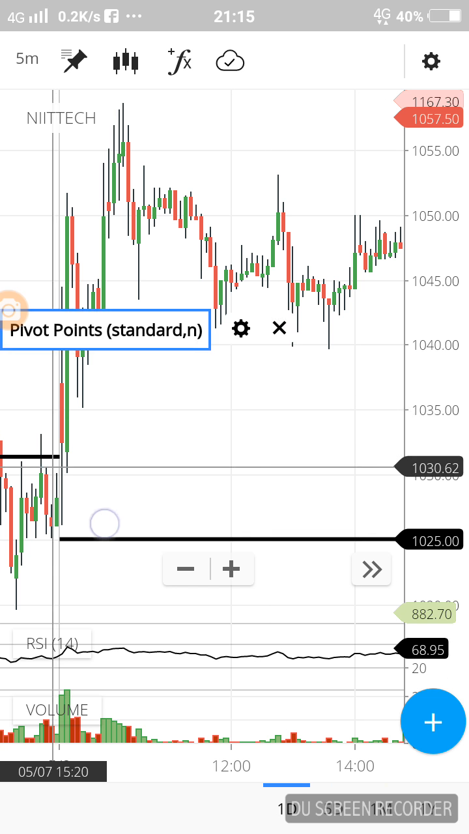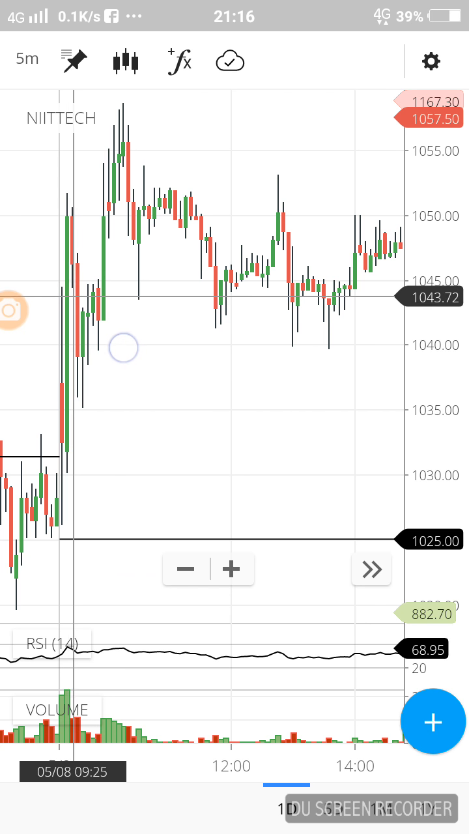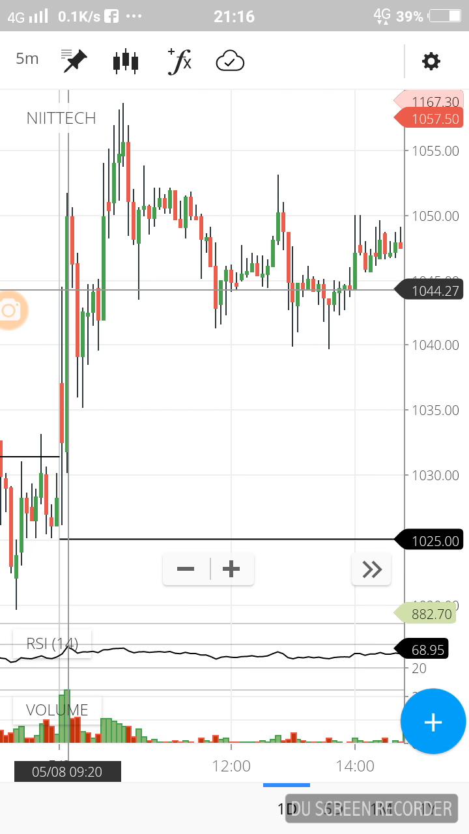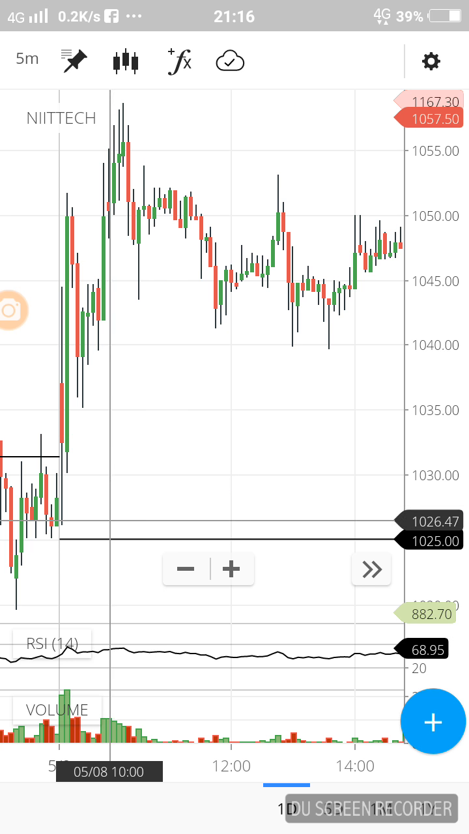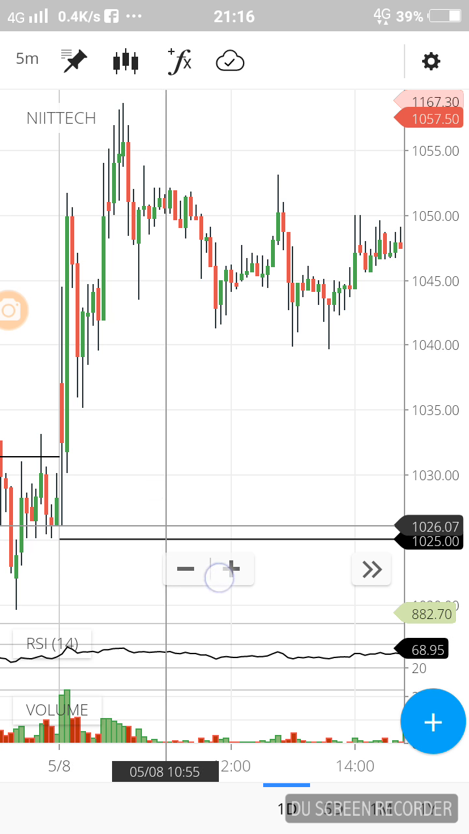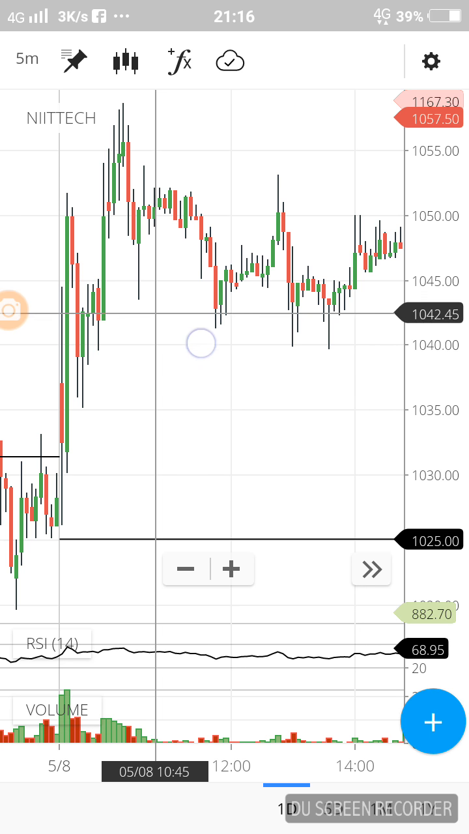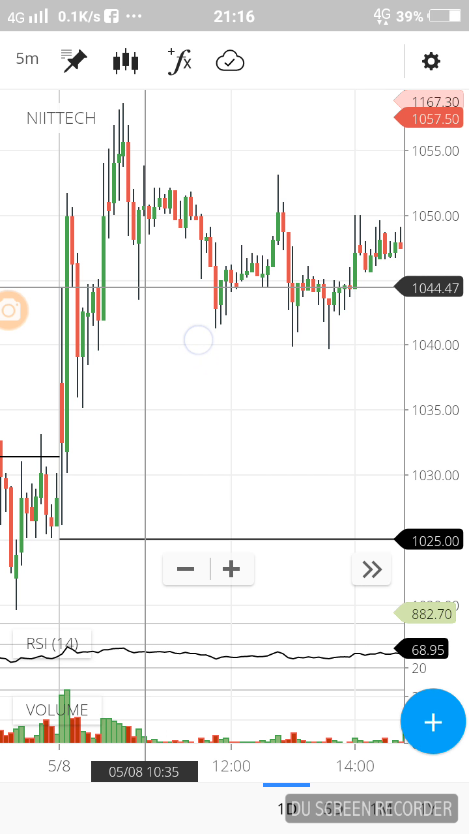Right here you can see the cross. What we have to do here: every day in the morning around 9:15 you open NIIT in your terminal. You wait for 5 minutes. You mark the high and low of NIIT. So this is for today, 8th of May. The low of NIIT is 1026 and the high of NIIT for 5 minutes is 1044. We are tracking only the first 5 minutes. So at 9:20 you will exactly know the high and low of NIIT.